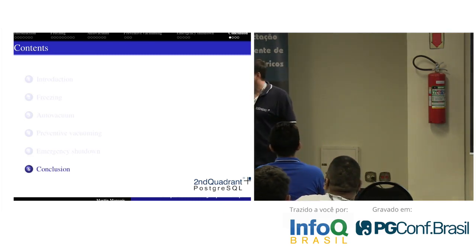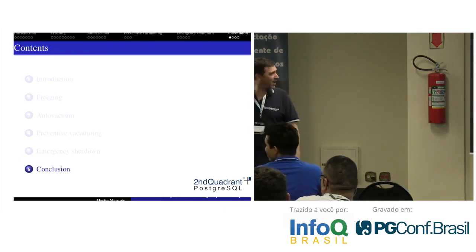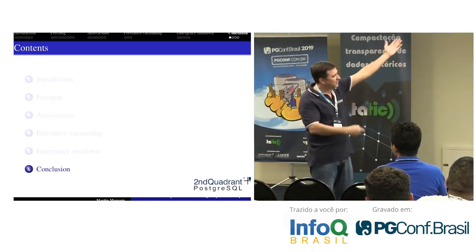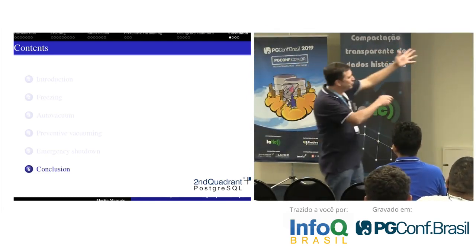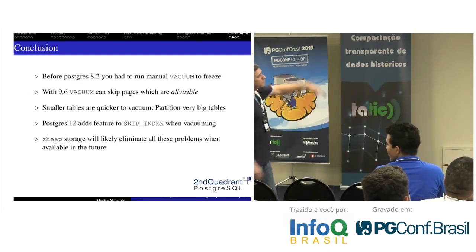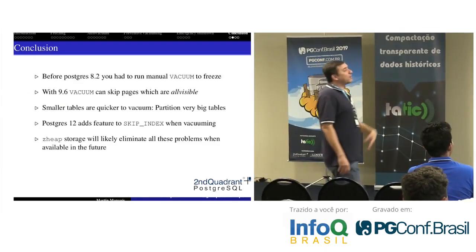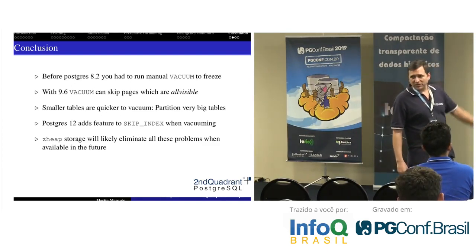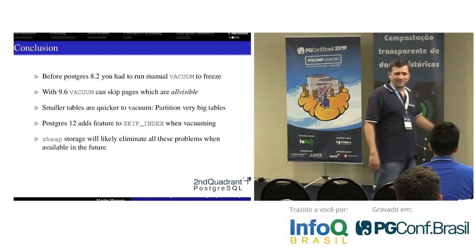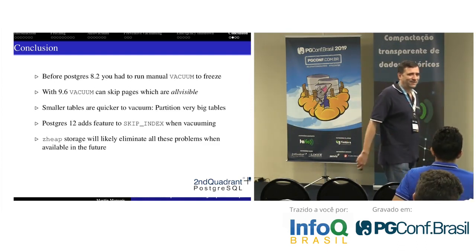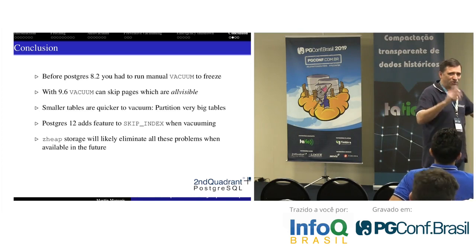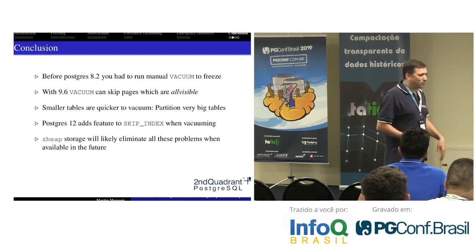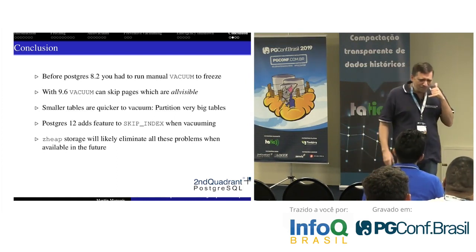How much time do I have? One more time. Okay, but I'm in my conclusions, and my conclusions are just everything I said so far, but resumed in 2 pages. So before 8.2, we had to run manual vacuum to freeze. I told you about the 8.1 customer that had an 8.1 on Windows, no monitoring. I think nobody ever really logged in or anything. And one day it wasn't working, and somebody said, "This application is not working."